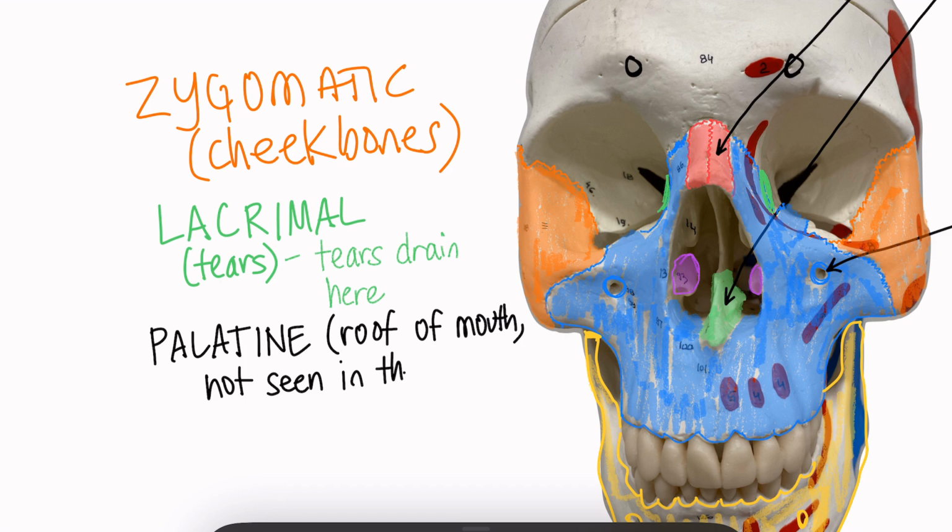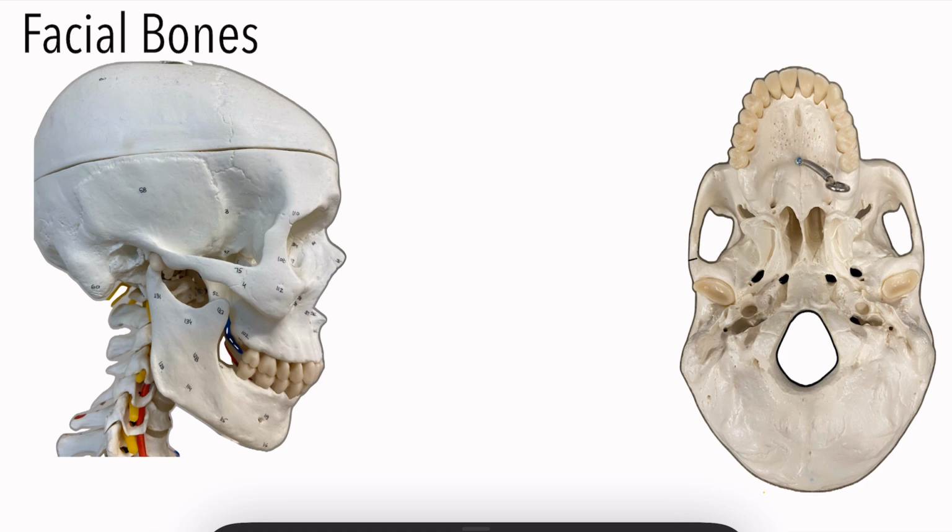We have to look at an inferior view. Let's continue looking at the facial bones from two different views. We can look at the 14 facial bones with this sagittal view. And here is an inferior on the right. Do you see this is an inferior view? We've looked at this before for the cranial bones, and now we're going to focus on the facial bones.